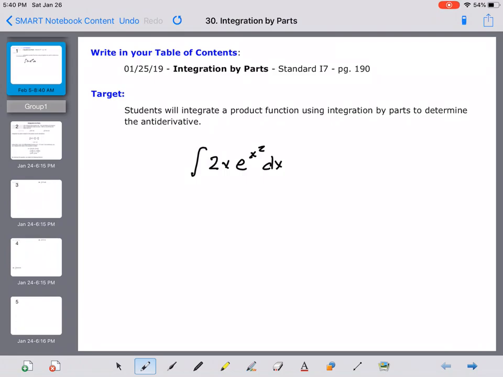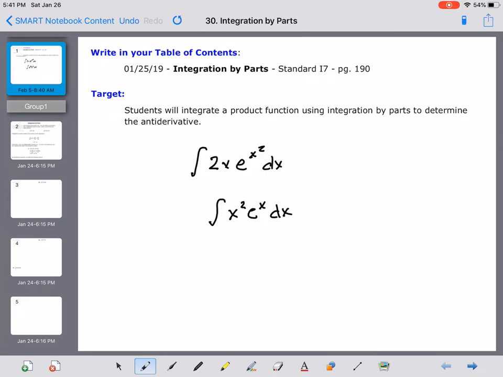But when we have an equation that looks maybe like this, u substitution is not going to work on a function like that because u would be our x. That's not going to really eliminate that x squared that's left over. So we have to jump to something else. That something else is this integration by parts.